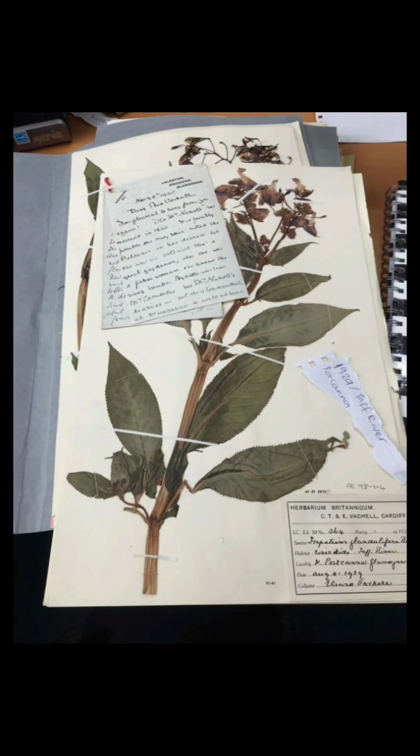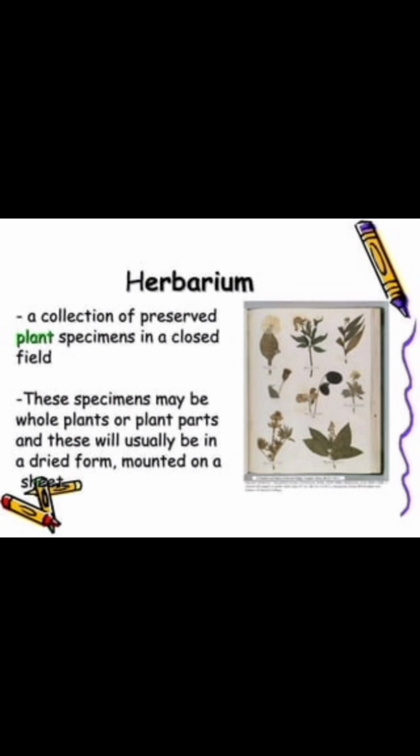So today we'll be studying about a herbarium. A herbarium is simply a collection of preserved plant specimens mounted on a sheet, catalogued and arranged systematically, and the associated data is used for scientific study by students, researchers, or for the general public.